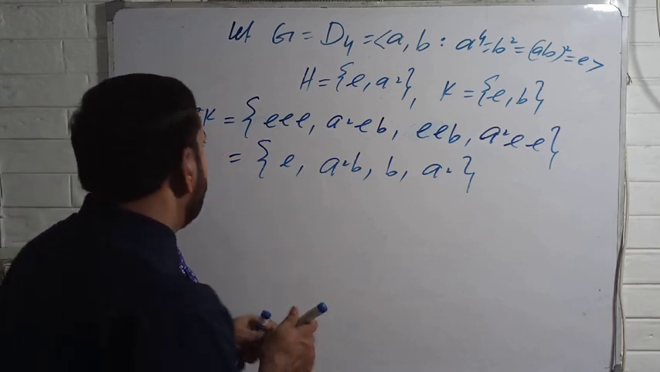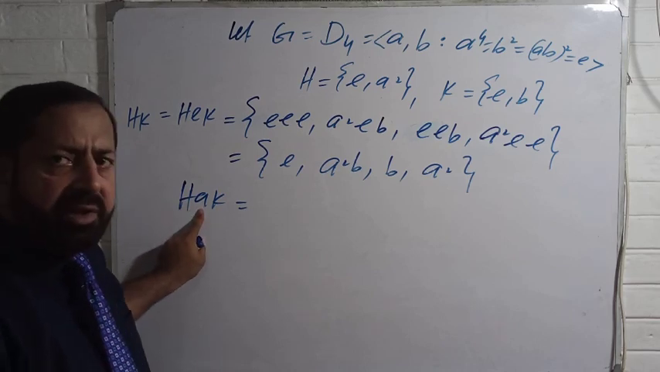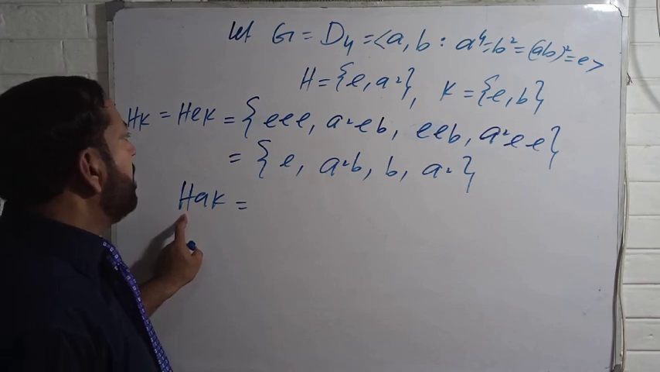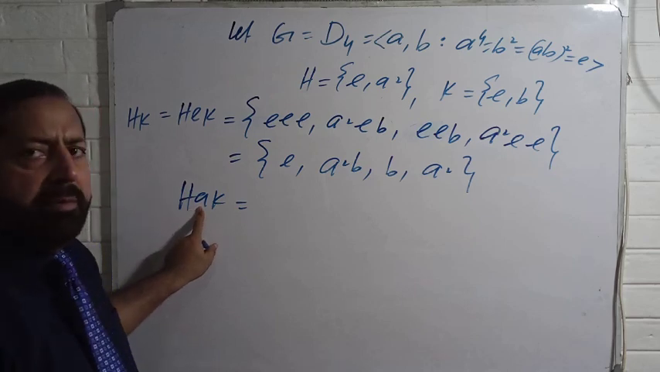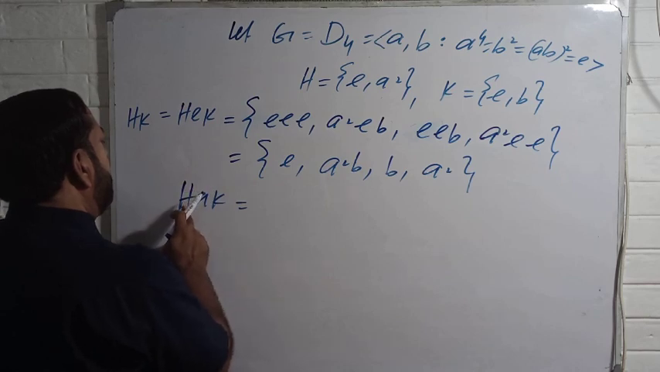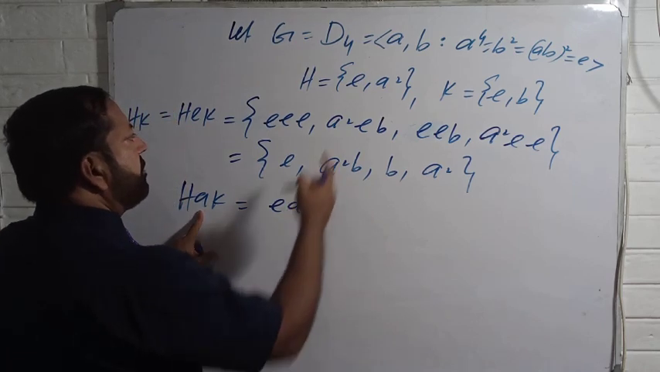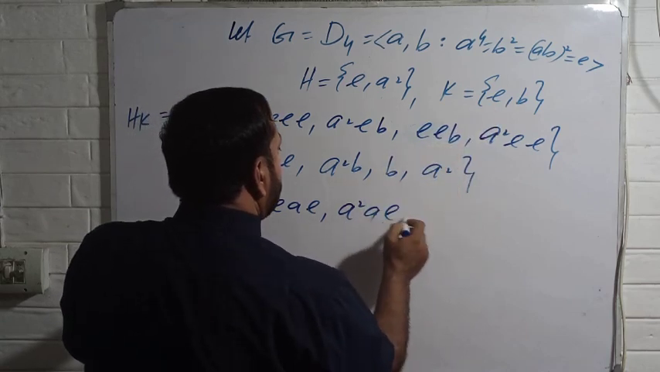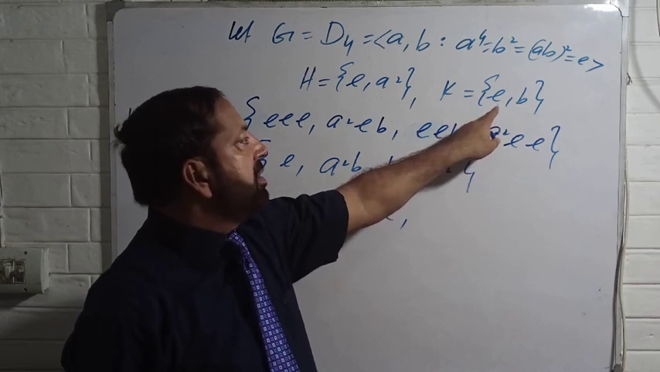Let's try again. If you have H, A, K, A is the fixed element. Start from here: take the elements of H with all elements of K. And remember, A is the fixed element. We will not change A. So E, E, A, E, then A square, A, E. The first element is completed, all combinations with the first element of K.